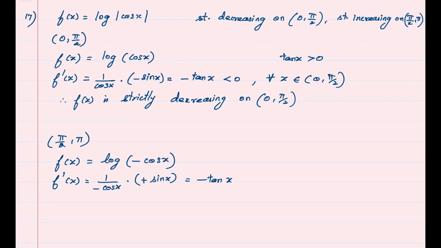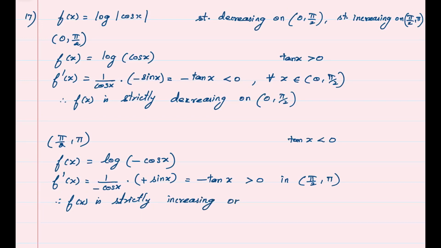But in the second quadrant, tan x is negative. Therefore, minus tan x will become positive in pi by 2 to pi. Pi by 2 and pi are not included. Tan is not defined at pi by 2 and tan is 0 at pi. Both are not included in this interval. So, we can say that minus tan x is strictly greater than 0 in the second quadrant. Therefore, f of x is strictly increasing on the given interval pi by 2 to pi.